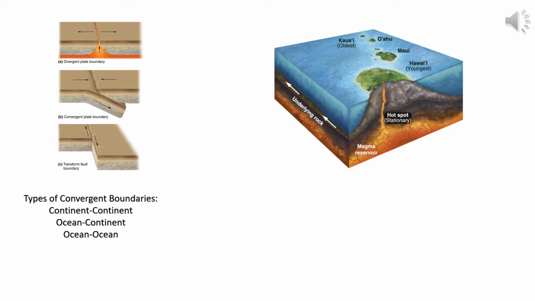But the plate is not stationary. As the plate slowly moves over the stationary hotspot, the process repeats itself, and you get what's called a volcanic island arc. You most often see this in areas such as Hawaii or the Aleutian Islands off the coast of Alaska.